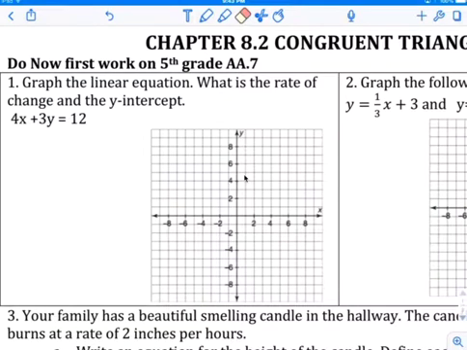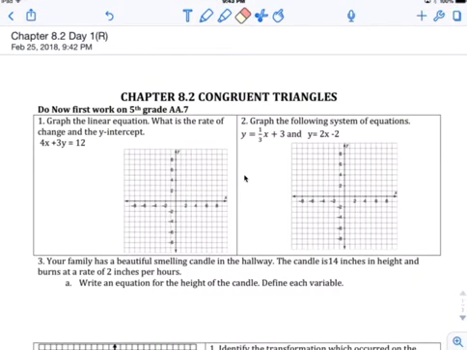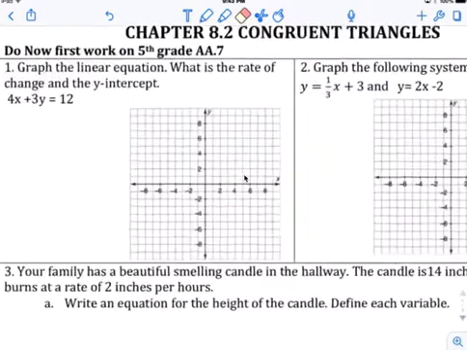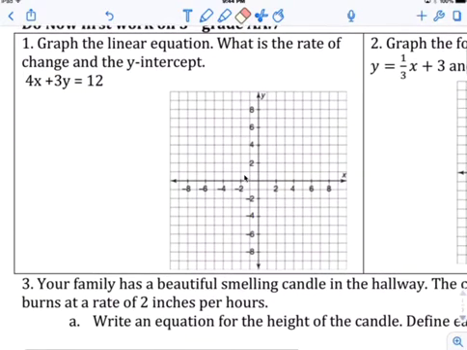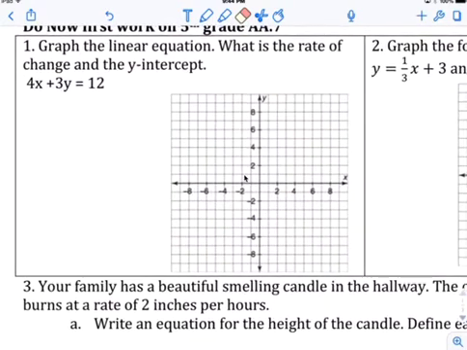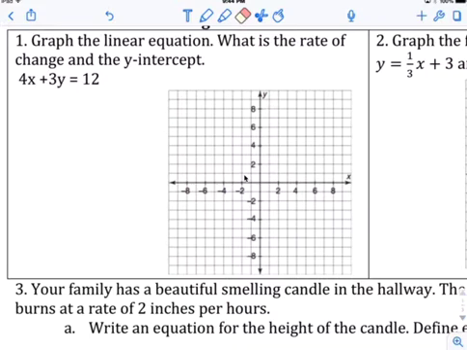Okay, this is your homework. Let's start with this one. Graph the linear equation. What is the rate of change and the y-intercept?